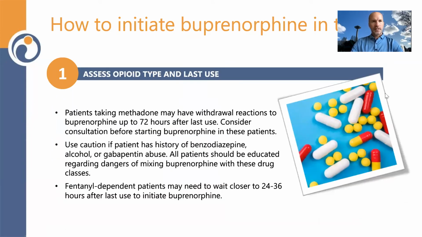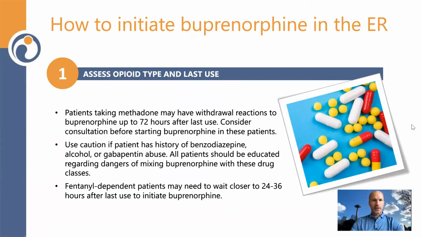So how do we go about initiating buprenorphine in the ER? Well, first off, we want to make sure that the patient qualifies. And so you want to make sure you have a clear diagnosis of opioid use disorder. And in particular, if we're initiating buprenorphine, the biggest risk of initiating it too soon would be putting the patient into precipitated withdrawal. Buprenorphine has a higher affinity to those opioid receptors than other opioids.